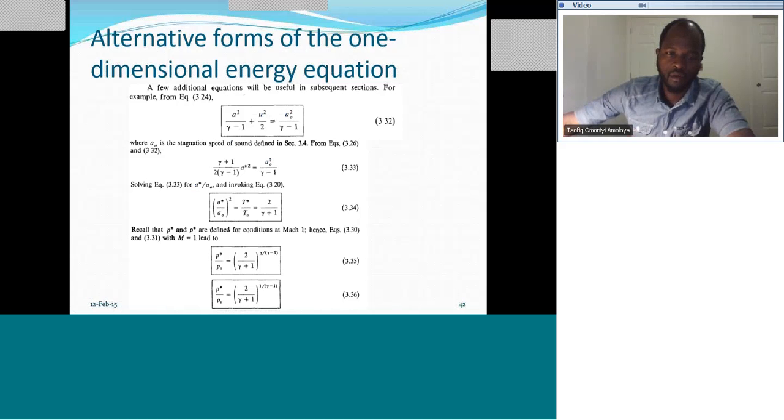also gives the temperature ratio between the characteristic state and the stagnation state. So T star over T naught is equal to 2 over gamma plus 1. Immediately we have this ratio, we can plug it into the isentropic relations and use it to find the ratio of the pressure at the characteristic state to the pressure at the stagnation state. So of course P star over P naught is equal to that, and then immediately you can also calculate rho star over rho naught.